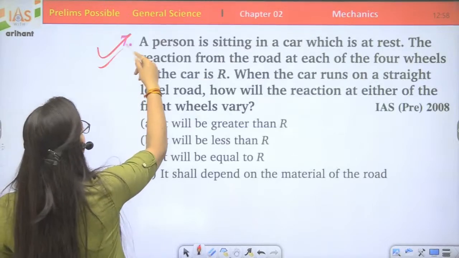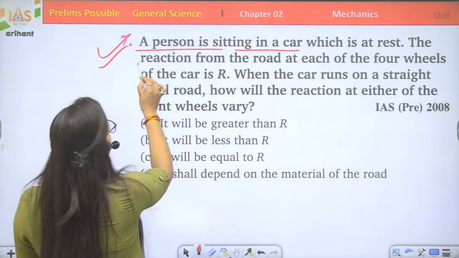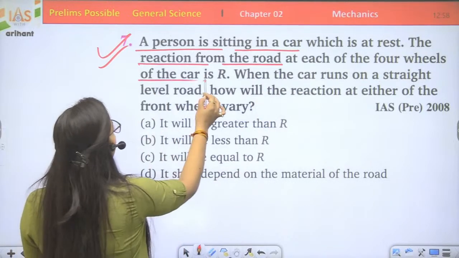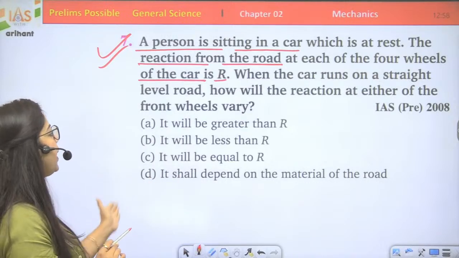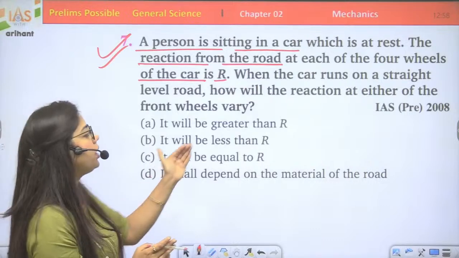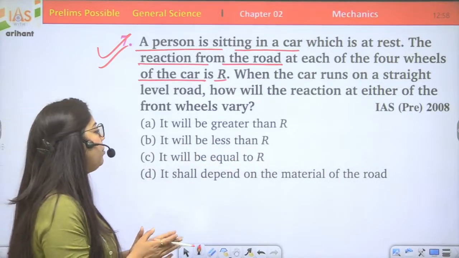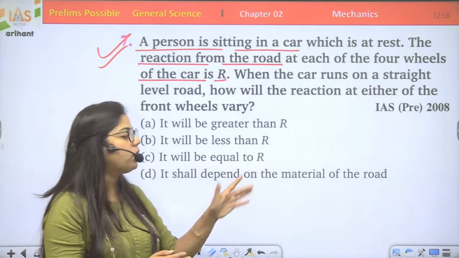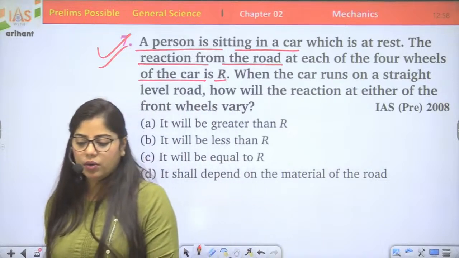Question number 7. A person is sitting in a car which is at rest. The reaction from the road at each of the 4 wheels of the car is R. When the car turns on a straight level road, how will the reaction at either of the front wheels vary? It will be greater than R, it will be less than R, it will be equal to R, or it shall depend on the material of the road.